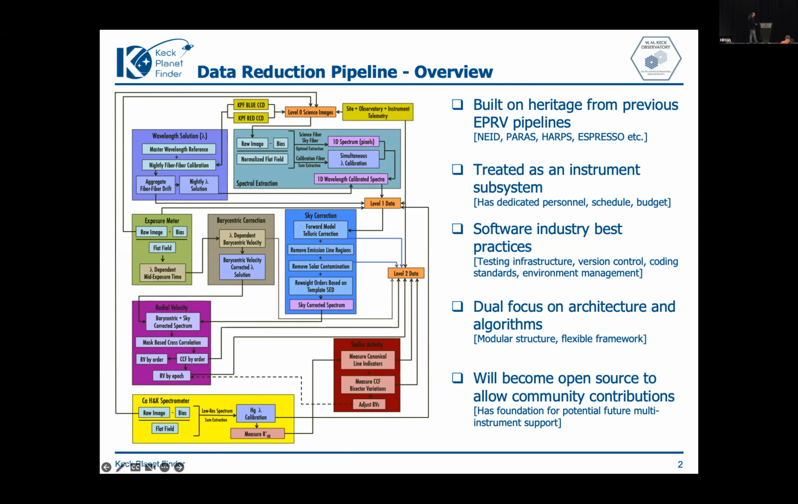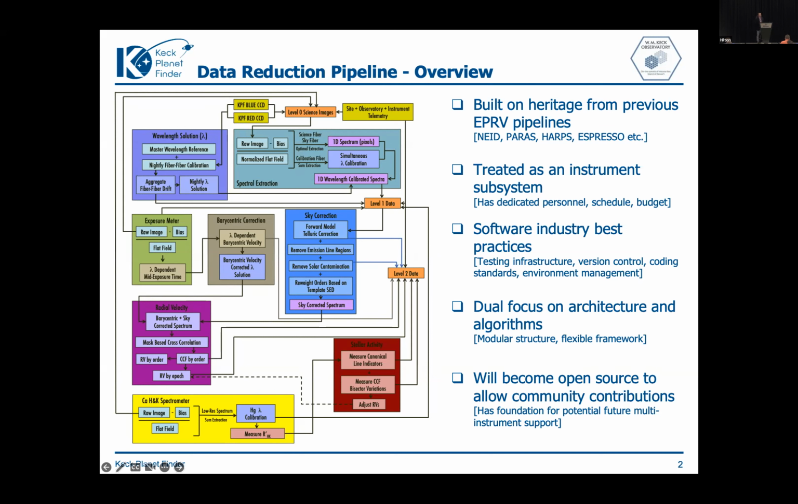Now, the KPF data reduction pipeline, I think, is fairly unique in that we thought a lot about the architecture, the design of the software, and we didn't try to reinvent the wheel on a lot of the algorithms and how we actually solve for the radial velocities. We built on heritage from other EPRV instruments to grab those algorithms to calculate the CCFs and such. But we focused a lot of our effort on designing the software.